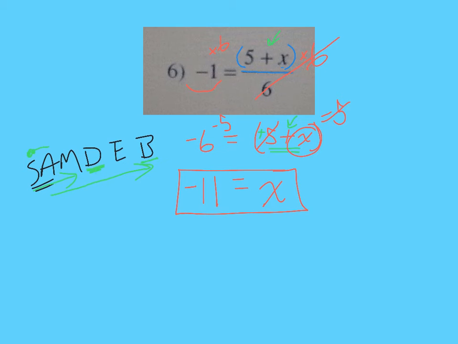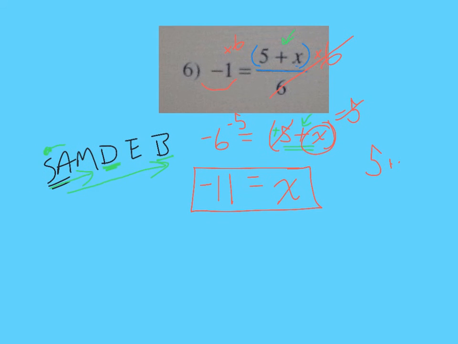Okay, that is a tough one. They had a couple of things with the brackets or no brackets on top and the fact that the 5 and the x were a little backwards. But what we need to remember is 5 plus x is exactly the same as x plus 5.